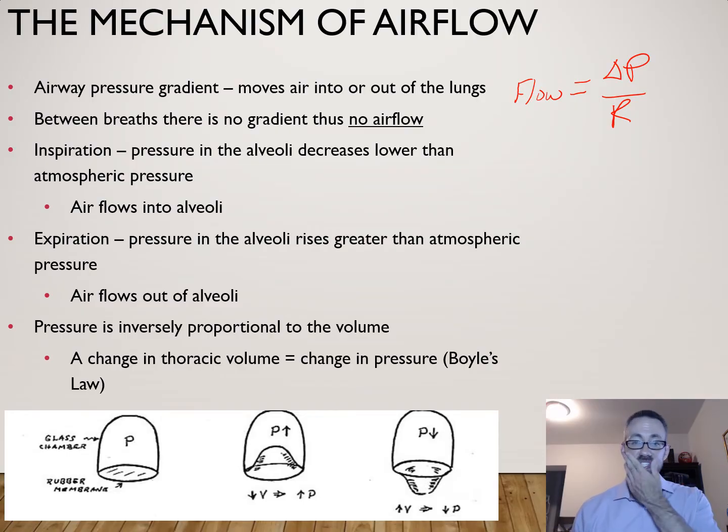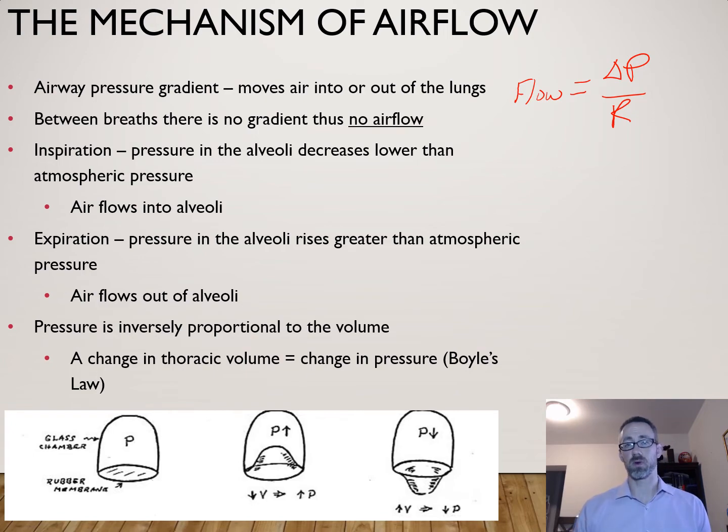Now, expiration is the opposite problem. Once I'm at the end of my inspiration, I breathe in, and then it stops. The air doesn't flow anymore because the gradient is gone. Air flowed in all the way until it became in equilibrium again. When I want to expire that air, I have to increase the pressure in my lungs higher than the atmospheric pressure, so that air will flow out of my lungs and into the atmosphere.